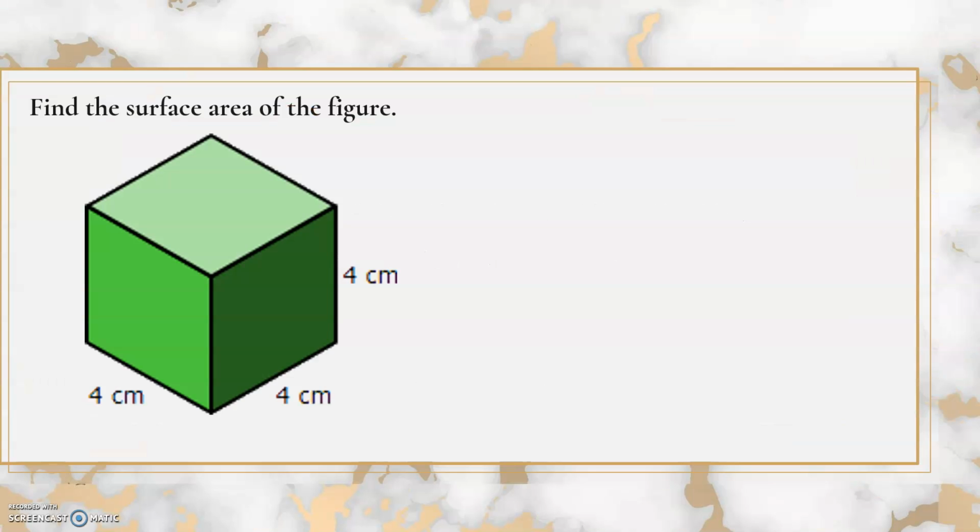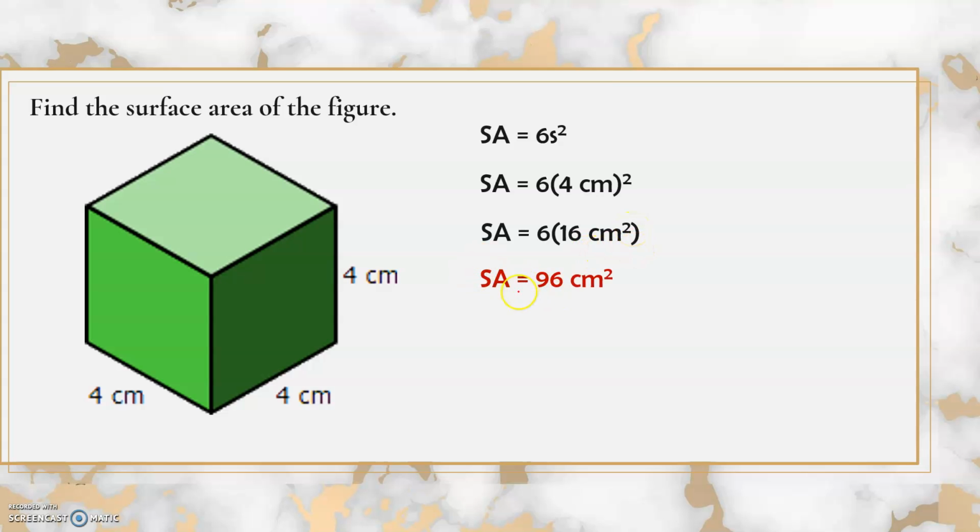For our first example, we have here a cube whose side measures 4 centimeters. Using our formula, which is surface area of a cube equals 6s squared, let us substitute 4 centimeters to s. So we'll have 6 times 4 centimeters squared, and that will give us 6 times 16 square centimeters, which is equal to 96 square centimeters. So the surface area of this cube, whose side measures 4 centimeters, is equal to 96 square centimeters.